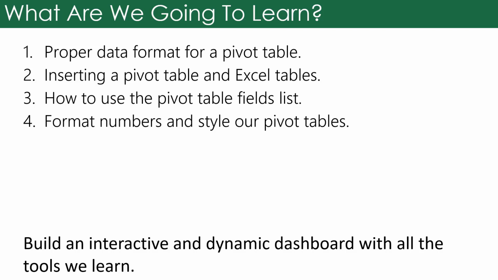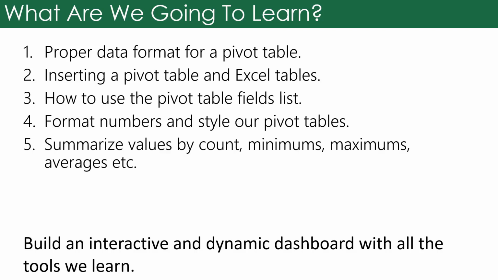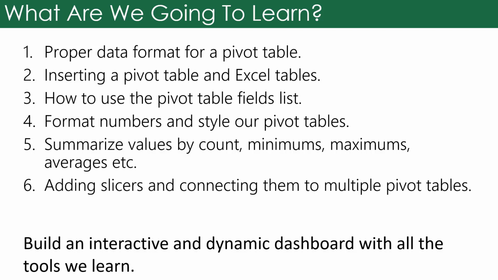And after we have a pivot table built, we're going to look at formatting the numbers and adding a little bit of style elements to our pivot tables, to make them look a little bit nicer. And then we're going to summarize by different methods. By default, the pivot table is going to sum up your data, but we're going to learn how to change that so that we can count and take minimums and maximums and averages and other different types of aggregation methods.